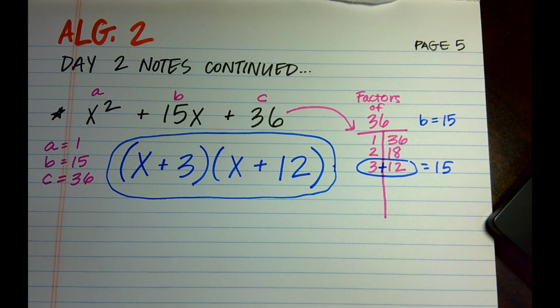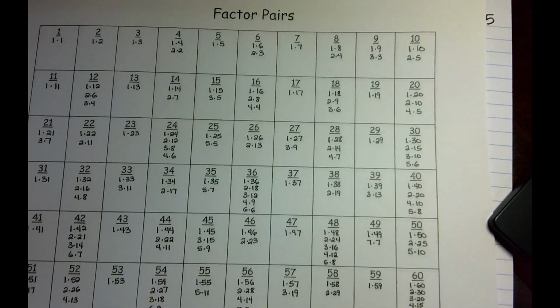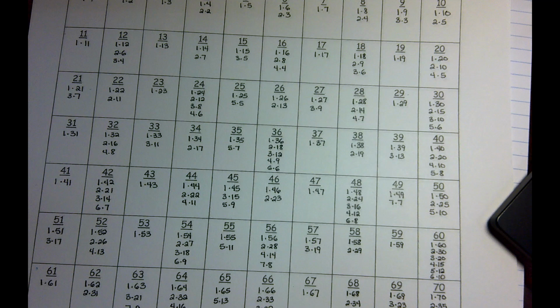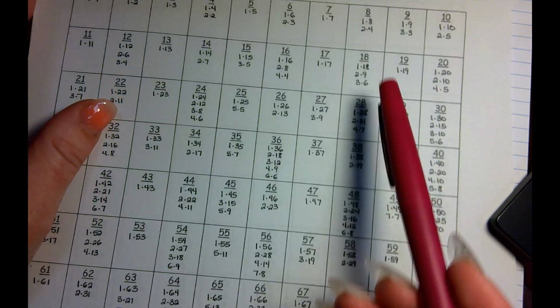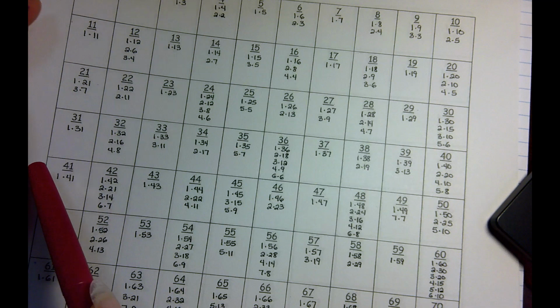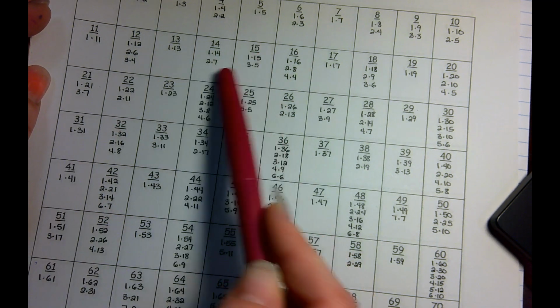Something else I have that might be helpful. I'm going to pause this real quick while I grab it. This is an excellent help. It's a page that lists out all the factors. So if you're finding the factors of 12, look, they're already all written out for you here. 13, 14, all of them.